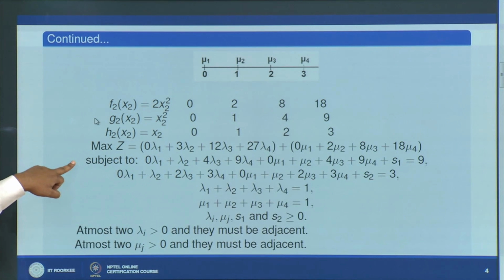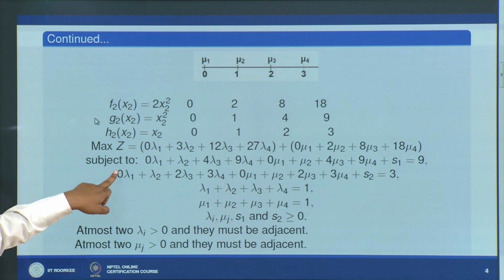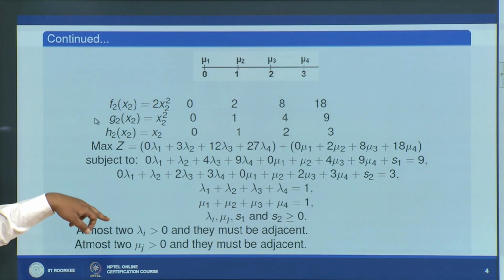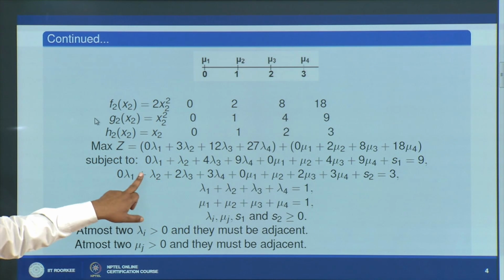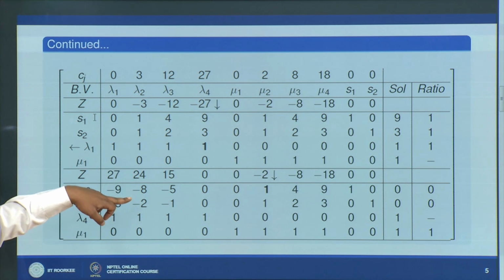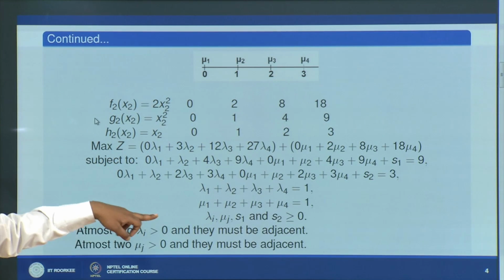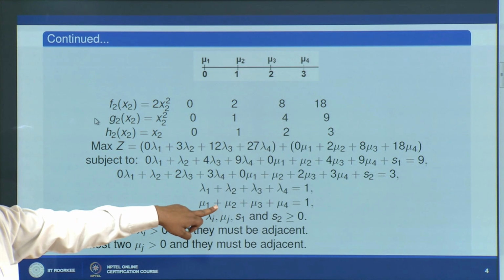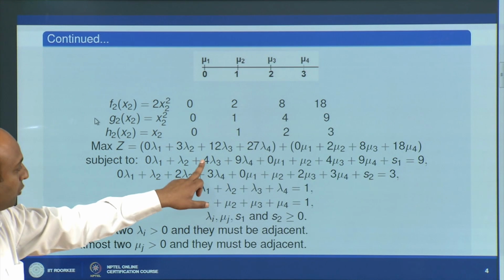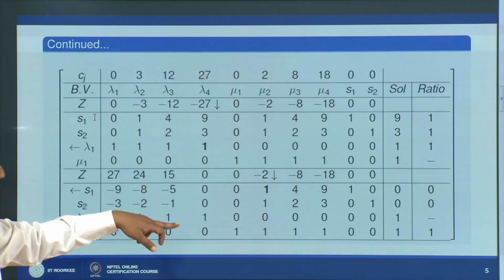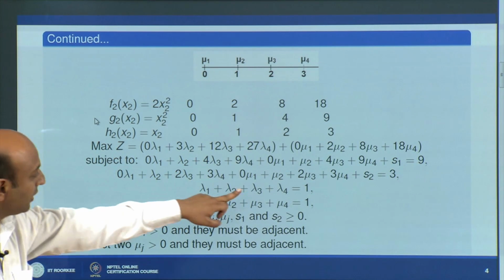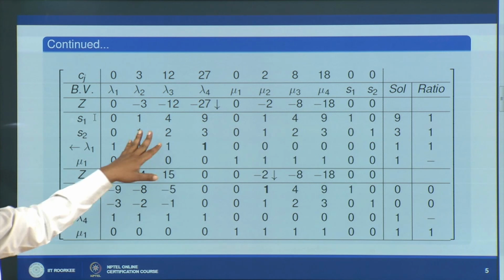Okay. Now, the coefficient of lambda 1 here is 0, 0, 1, 0. Now, the coefficient of lambda 2 is 1, 1, 1, 0. Lambda 2 in the last constant is 0. Okay. So, similarly, we complete the table. For lambda 3 it is 4, 2, 1, 0. We complete the table.